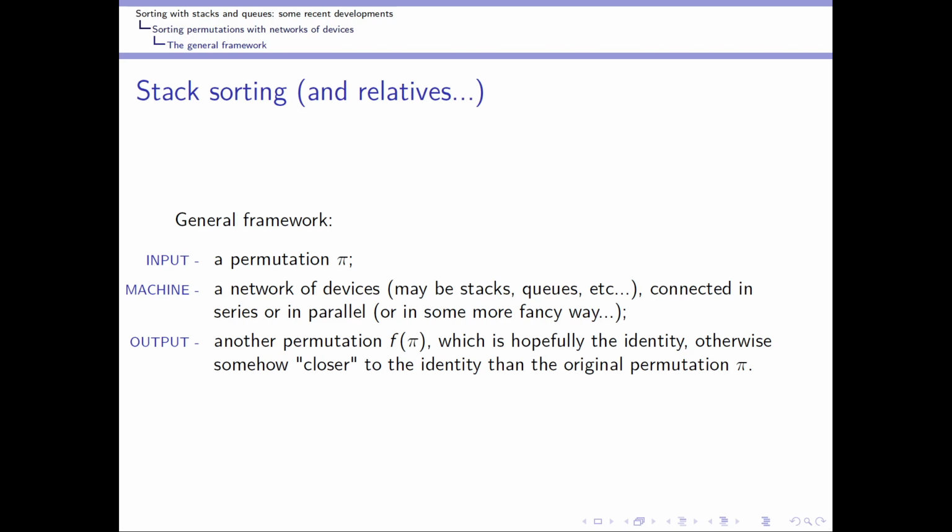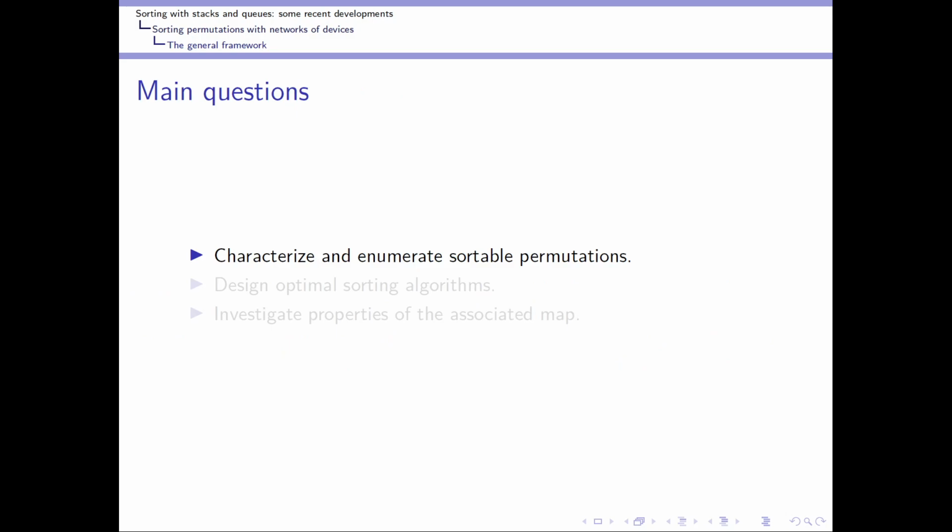Otherwise, we wish to obtain an output permutation that is somehow closer to the identity than the original permutation, whatever this can mean. It is useful to have machines that, even when they are not able to sort a given permutation, nevertheless return some output. In this way, we always have a map associated with each of these sorting machines, which could be interesting to investigate.